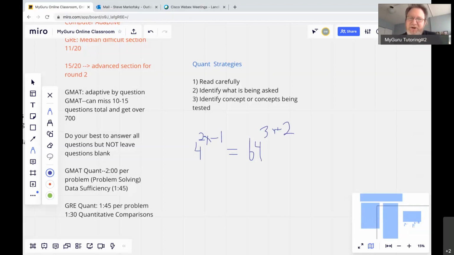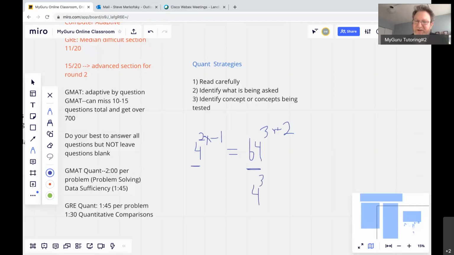But you do want to know that generally they're going to give you clues to help you out. So for example, in this case, you have to ask yourself, why are they giving you a number like 4 and a number like 64? Well, it turns out that 64 is actually a power of 4. So instead of writing that as 64, you can really write that as 4 to the third power.